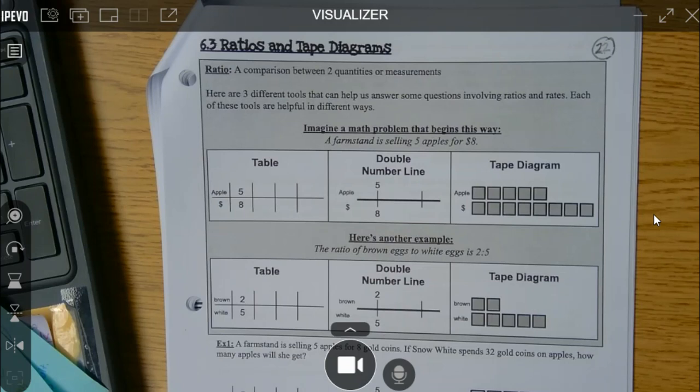Hello, my little mathematicians. Today, we're going to be exploring ratios with tables, double number lines, and tape diagrams, mainly focusing on the tape diagrams.